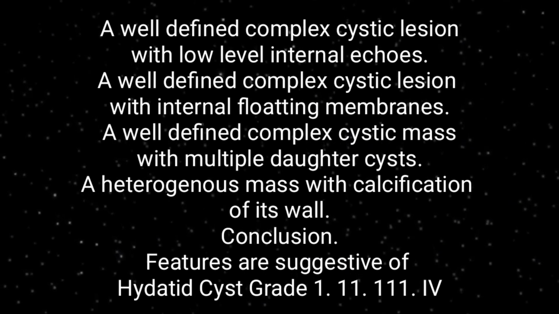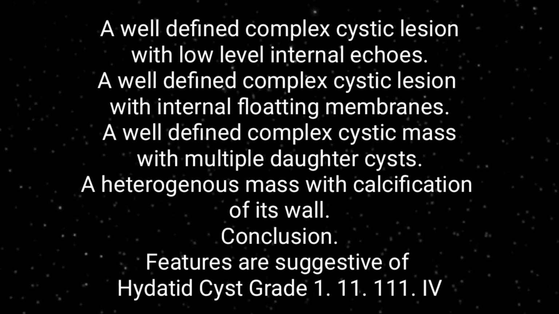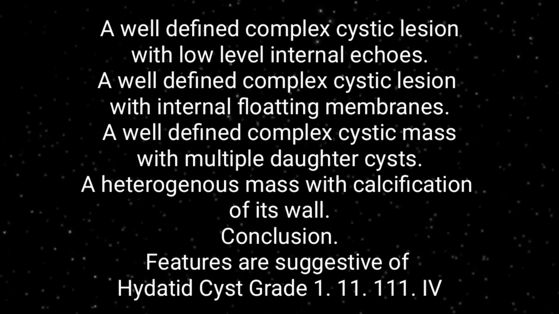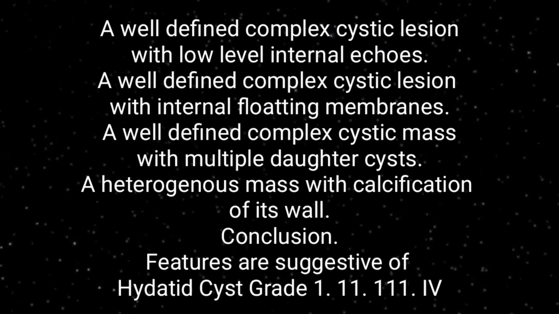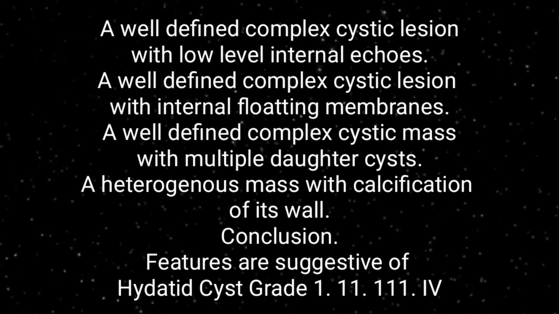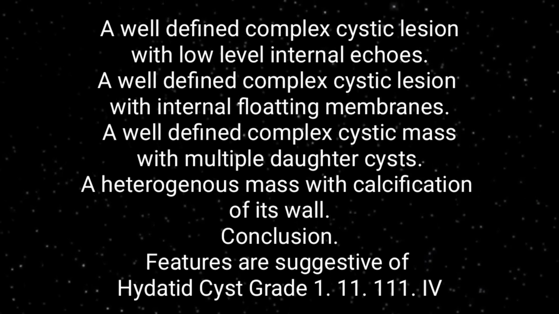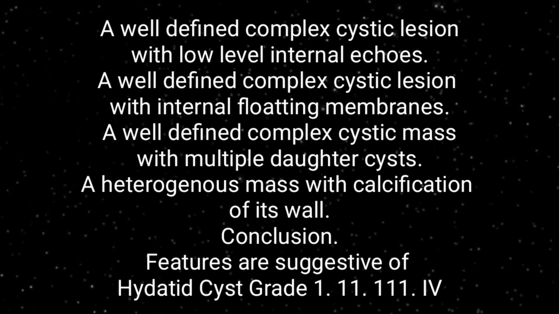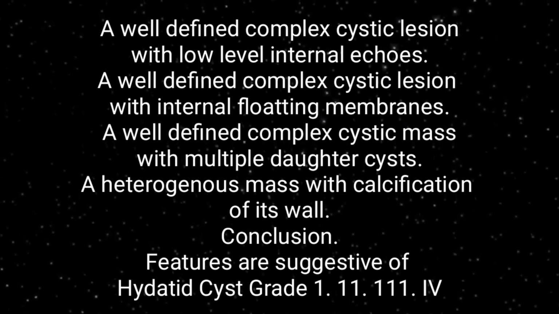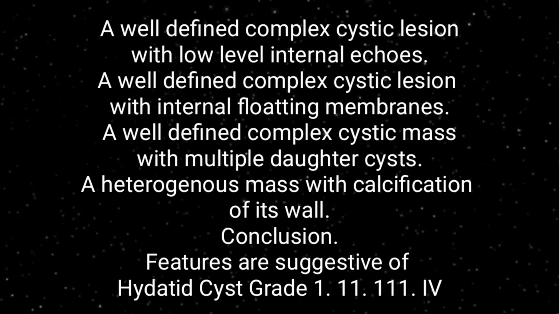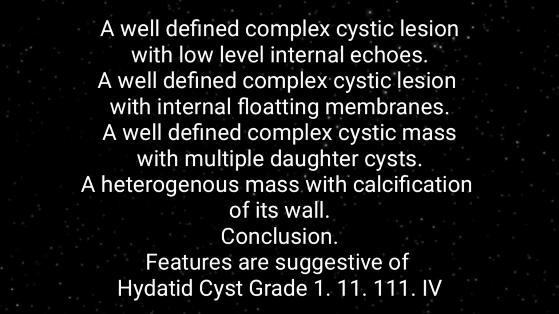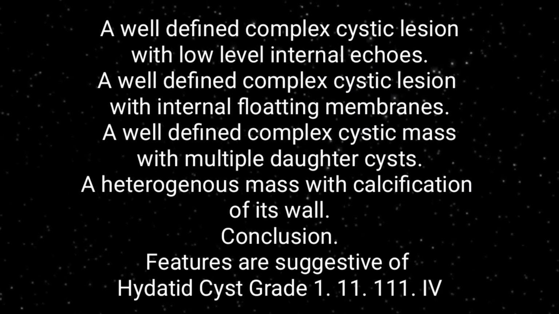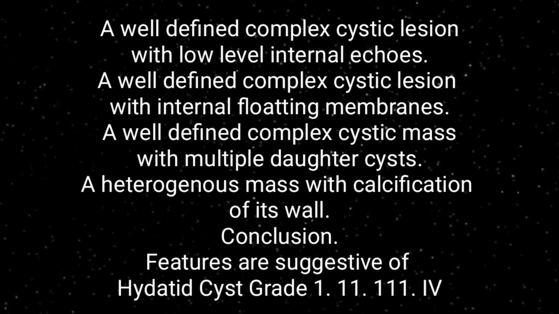A well-defined complex cyst or complex lesion with low level internal echoes would be the first presentation, or it may appear as a well-defined complex cystic lesion with internal floating membranes, or in the third form it may appear as a well-defined complex cystic mass with multiple daughter cysts, or it may be a heterogeneous mass with calcification of its wall. So in the conclusion you mention that features are suggestive of hydatid cyst grade 1 or 2 or 3 or 4.